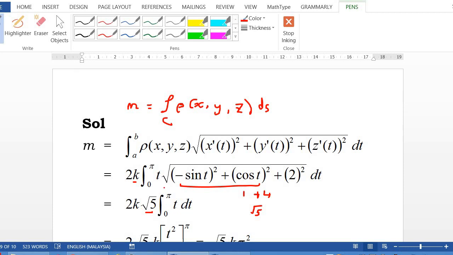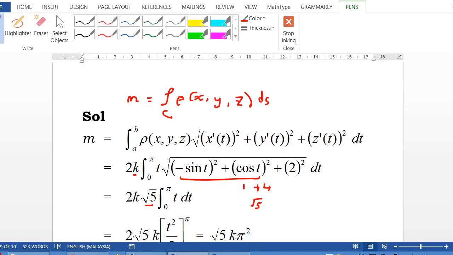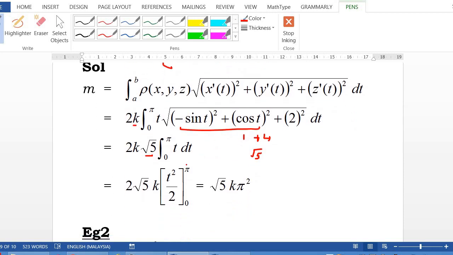Square root of 5 is factored out, so it's just left with the integral of t dt. So I have t squared over 2, plug in the upper limit pi, and the 2 and 2 cancel. So I have square root of 5 times k pi squared. So this is the mass of the thin wire.